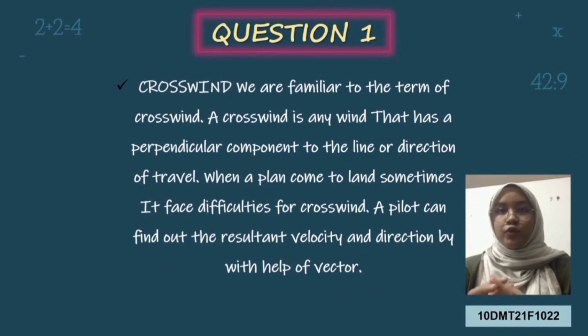Second answer for question 1 is crosswind. We are familiar with the term crosswind. A crosswind is any wind that has a perpendicular component to the line or direction of travel. When a plane comes to land, sometimes it faces difficulties because of crosswind. A pilot can find out the resultant velocity and direction with the help of vector.